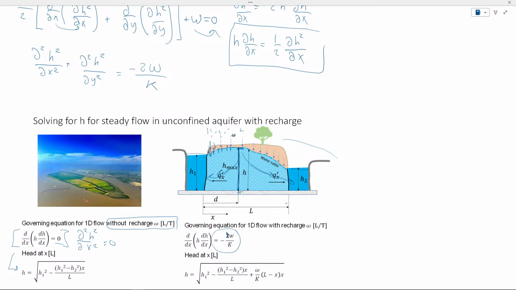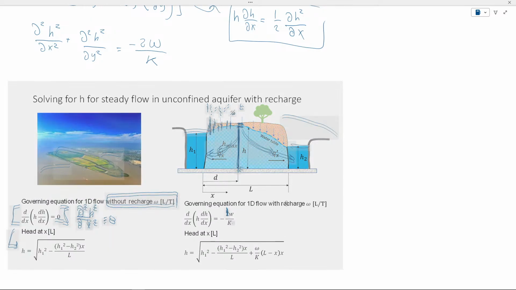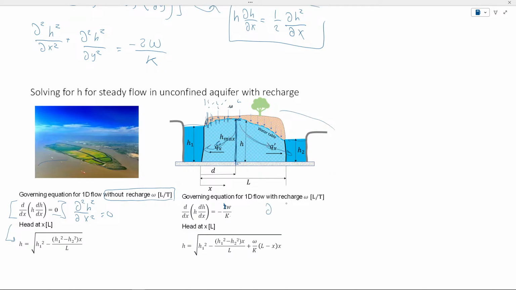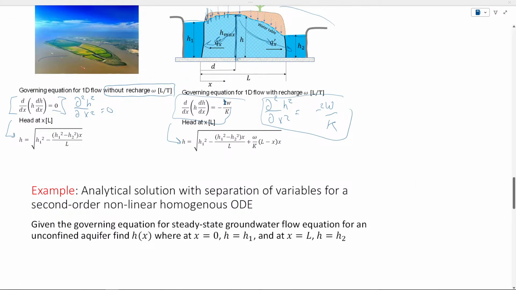So you can either write it like this without these two here, or you can write it like this: partial h squared over partial x squared equals negative 2W, sorry, 2W. So let's just try to solve any of these.